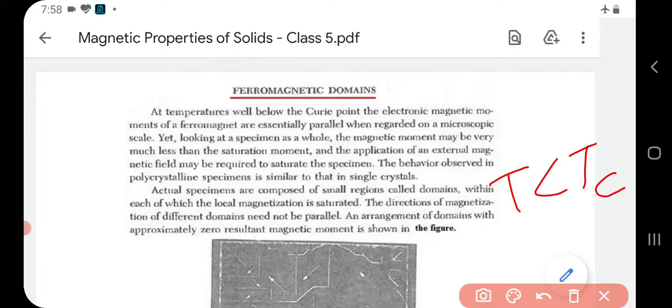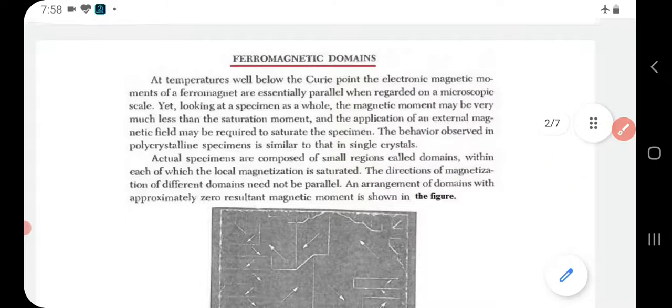Now, actual specimens are composed of small regions called domains. Within each of these domains, local magnetization is saturated. So what is meant by a domain? A domain is nothing but a very small region in a ferromagnetic material where local magnetization is saturated. That is, all the magnetic moments are aligned in the direction of the field and the magnetization of the region will be saturated. The direction of magnetization of different domains need not be parallel in many cases.